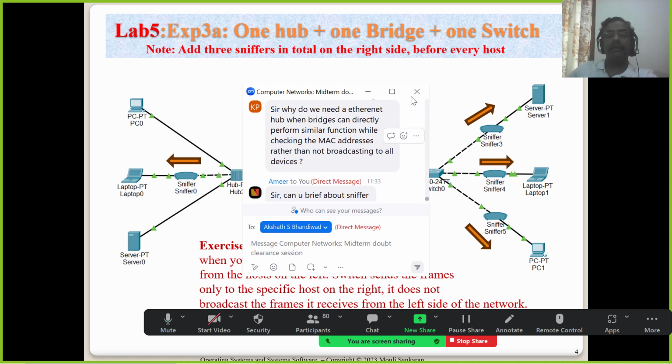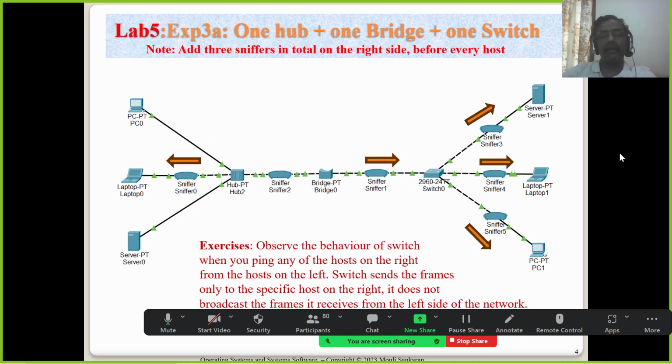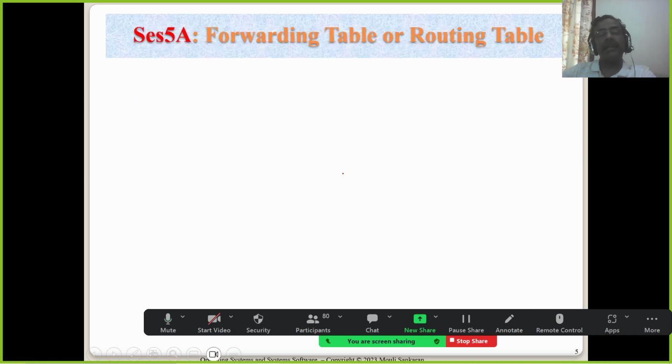Similar function while checking the MAC address rather than not broadcasting always. Yes, you can actually use switches, which is a better option, right? Rather than a hub. Bridges are a little different. In our case I am using bridges for dividing two networks.